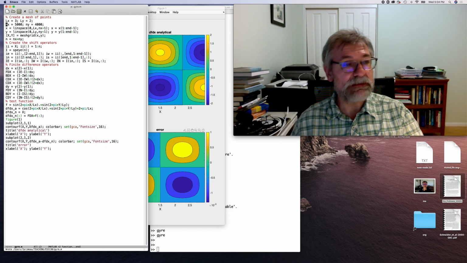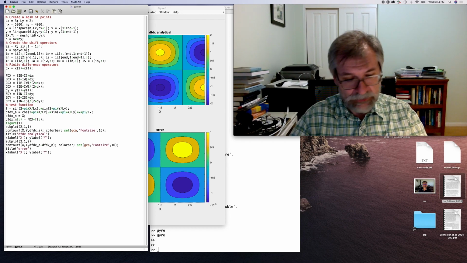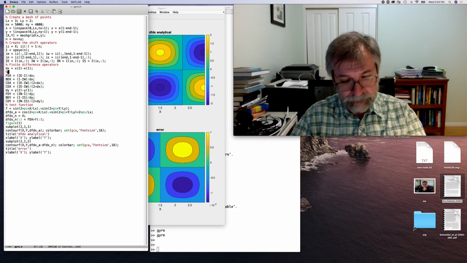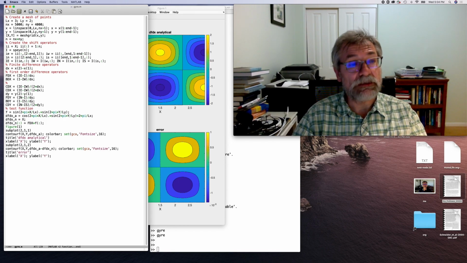So in fact, these forward and backward difference operators are known as first order difference operators. And that's in contrast to the centered ones, which are known as second order finite difference operators.